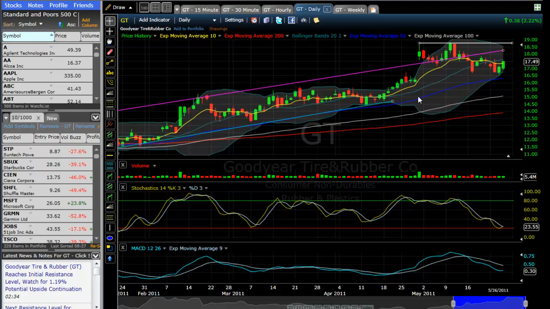Notice on GT we have the stochastics, we have MACD turning up, we have the 50 EMA down below us keeping us in the trade, and we have an ascending channel that we can trade the top and bottom bands, or top and bottom trend line.